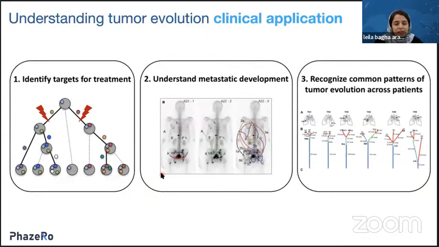Understanding tumor evolution has many clinical applications. For example, as we discussed, we can identify targets for treatment. We can also understand metastasis development of the cancer, and we can understand the pattern of the evolution of the cancer.